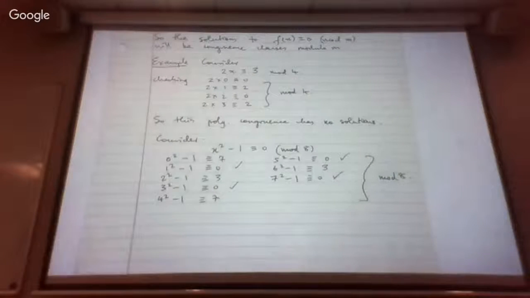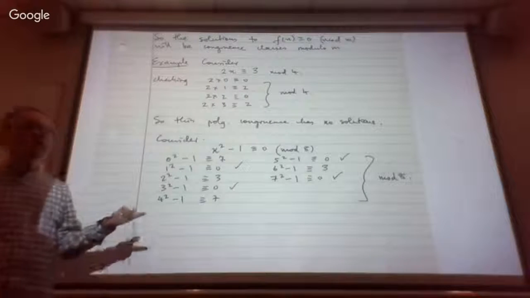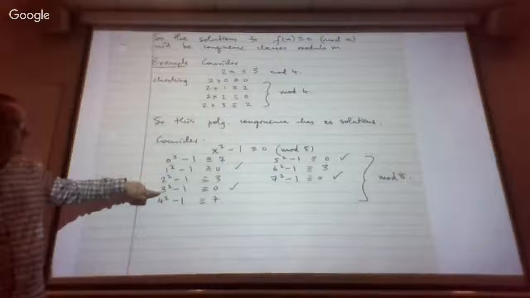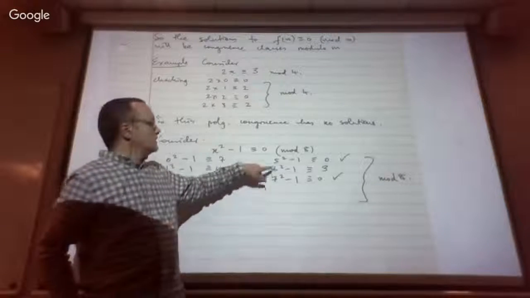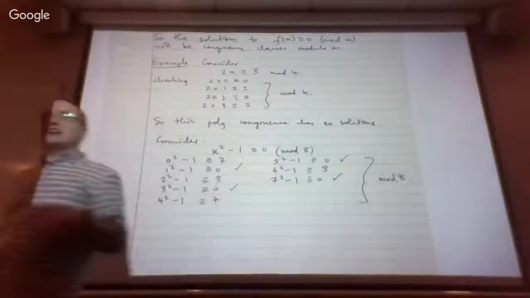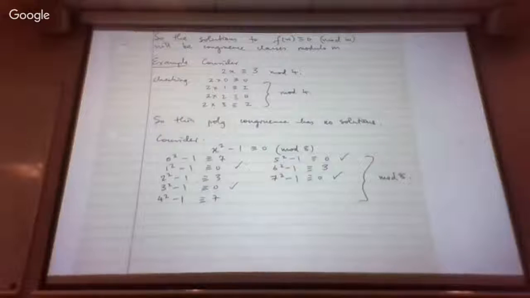Got 4 solutions. But these are different solutions because they're different congruence classes modulo 8. The congruence class of 1, congruence class of 3, congruence class of 5, and the congruence class of 7. So we've got 4 separate, distinct congruence classes mod 8 that provide solutions of the polynomial congruence x squared minus 1 is congruent to 0.